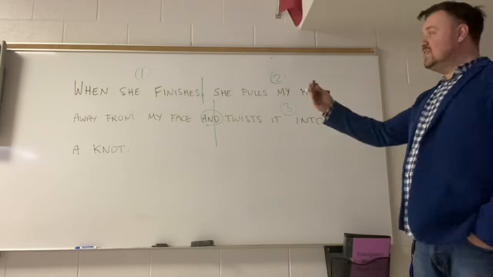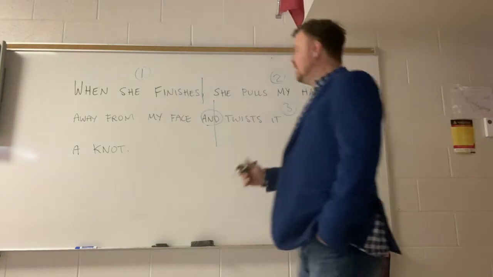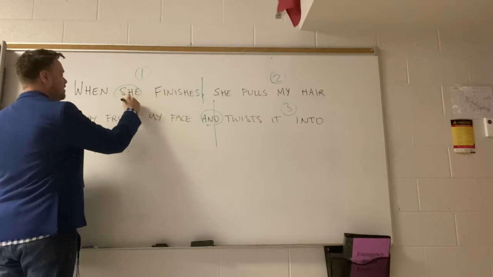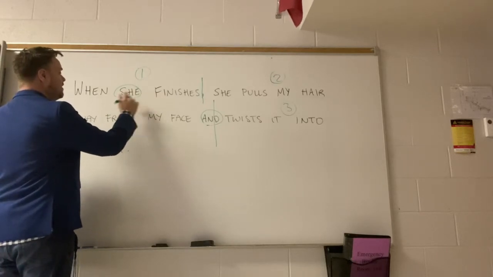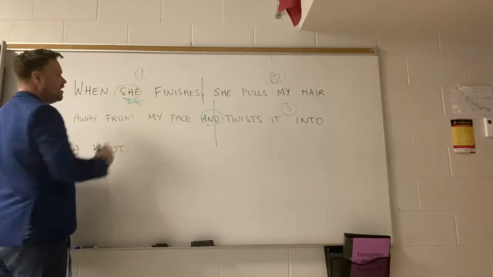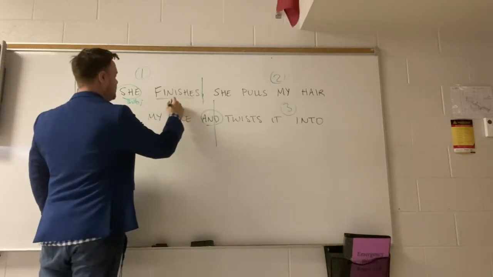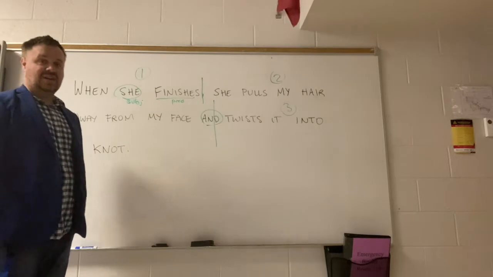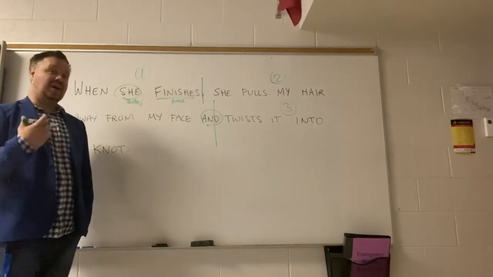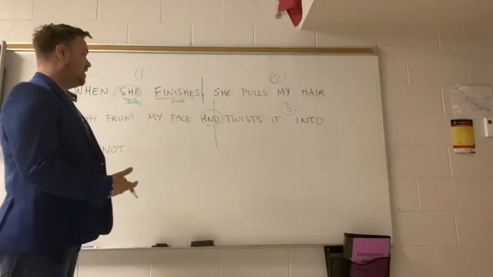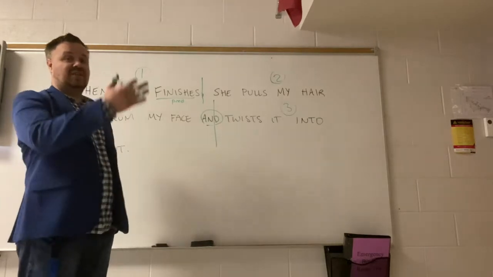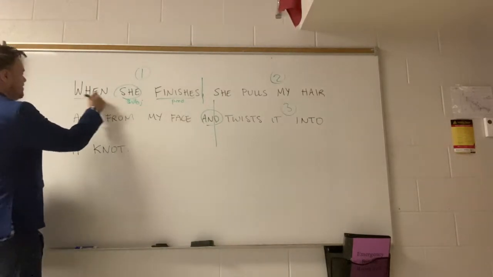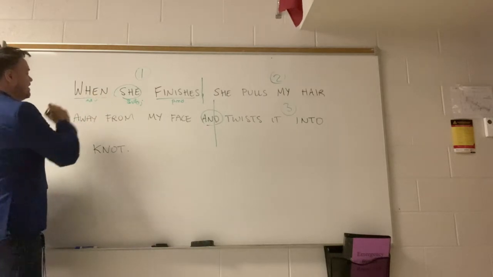Number 1, when she finishes. Subject, predicate. Subject being she, and our predicate is finishes. Notice there's no direct object here, and there's a very special reason for that. It is a dependent clause. In other words, if you want to find out what she finishes, you have to either go back to the previous sentence or continue reading. When, in this case, is an adverb introducing time.